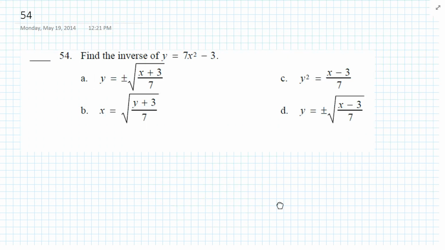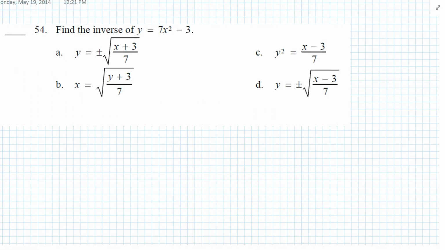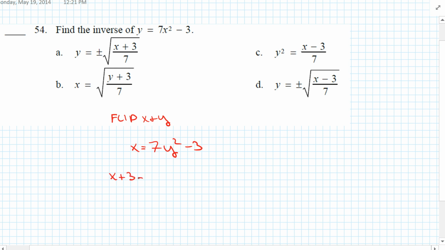54. Find the inverse of y equals 7x squared minus 3. Step 1. Flip x and y. So I got x equals 7y squared minus 3. Now just solve for y. Add 3 to each side. So I got x plus 3 equals 7y squared. Divide each side by 7.